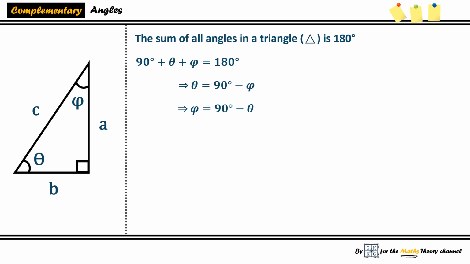Now let's use our trigonometric ratios and link these two angles together. So why are we emphasizing on these two angles? They are known as complementary angles. Phi is a complementary angle to theta, and theta is a complementary angle to phi.